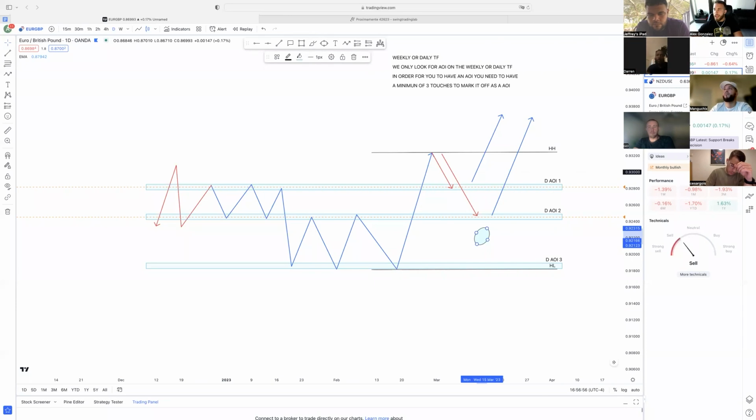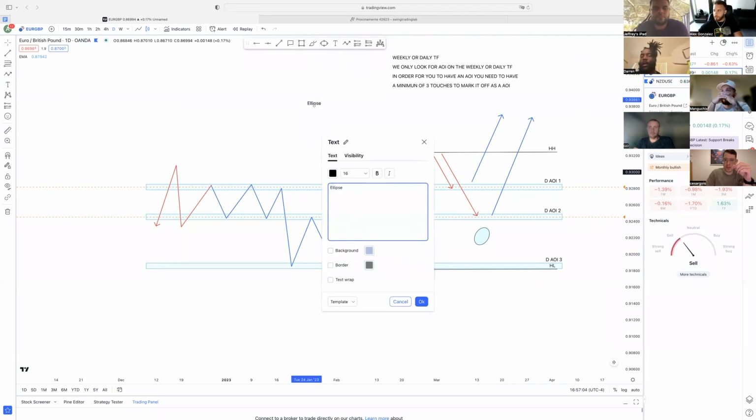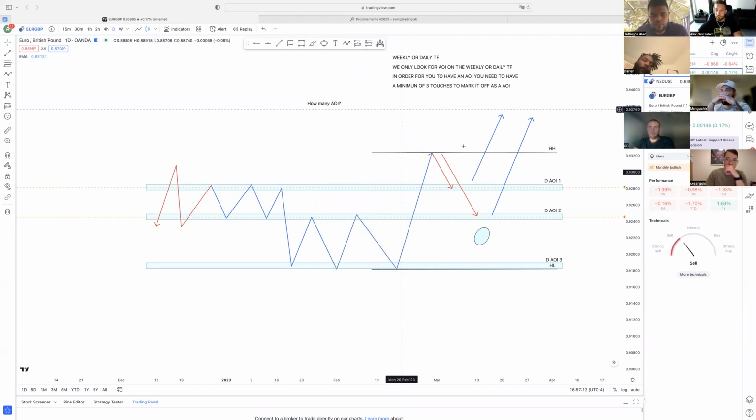How many areas of interest? This is a question that I get very often, and it's very simple. It's very self-explanatory. Hold on, I'm just copying it. How many areas of interest? How many does the market give you? In this case, they only give us 2. That's it. We can't do nothing. I can't make up areas of interest. That's why I told you guys yesterday.